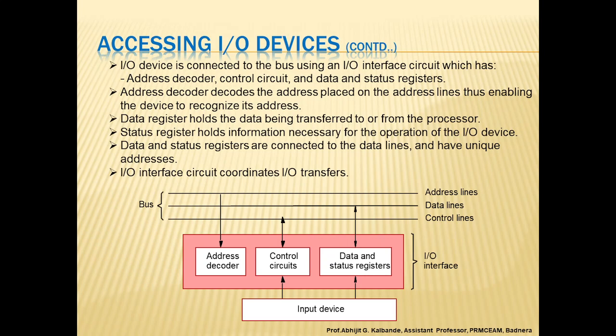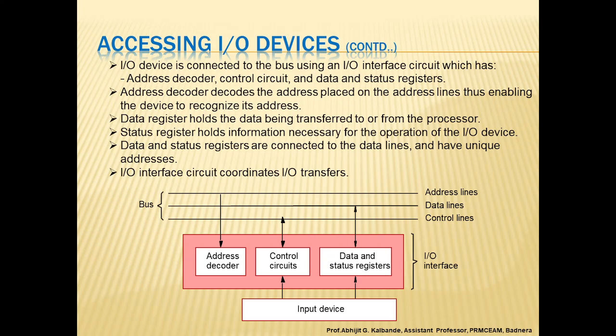In that graphical representation, we observe that different lines are used. One line is for address, another line is for data, and another is for control. Those lines are connected with the address decoder and certain parts of the control circuit. They are also connected with the data and status register, and this complete part is again connected with the input device.